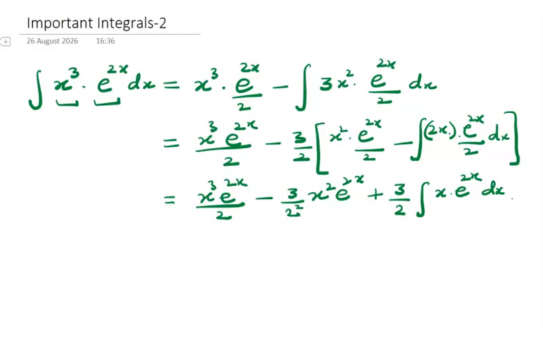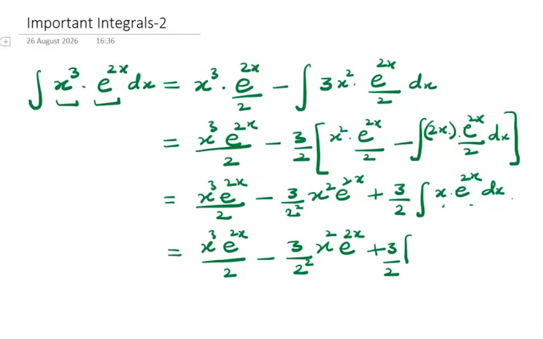Right, this 3 by 2 is getting multiplied inside, and here this 2 is getting cancelled out, and we get this. Now this integral, again, it's a product of two functions. One is algebraic, one is exponential. We should use integration by parts. So x cube e power 2x upon 2 minus 3 by 2 square x square e to the power 2x plus 3 by 2 into.